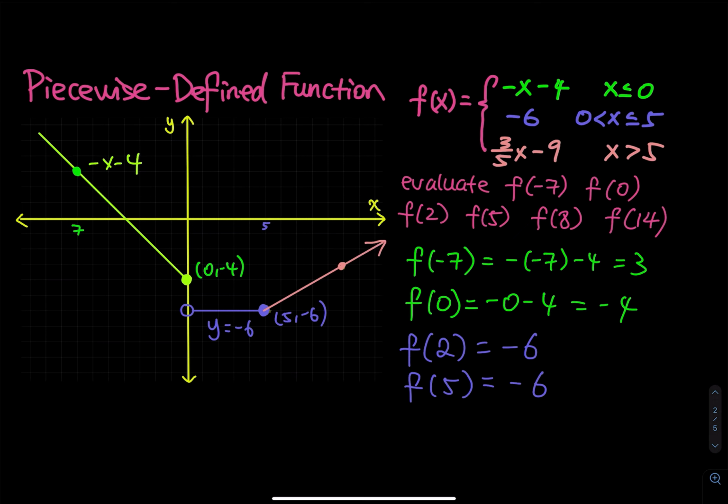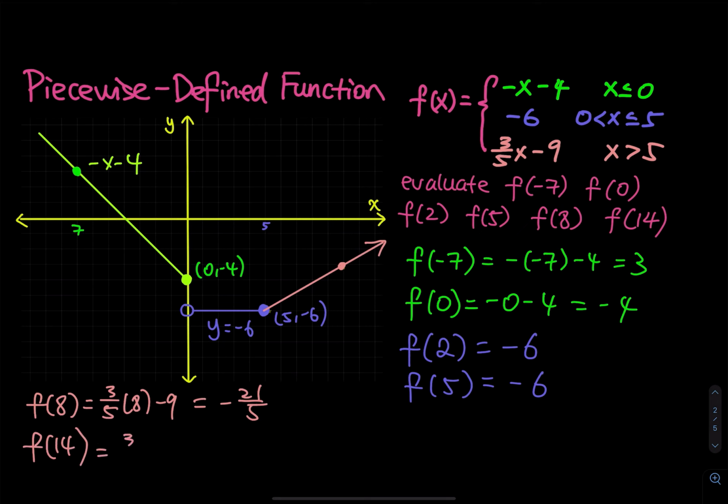And then how about the next piece when x is equal to 8? So when x is equal to 8, 8 is greater than 5, then we use the last piece, and that is f of 8, which is 3 over 5 times 8 minus 9, which is equal to negative 21 over 5. And how about when x is equal to 14? So f of 14, that belongs to the last piece as well. Then you have 3 over 5, and then times 14, and then minus 9.